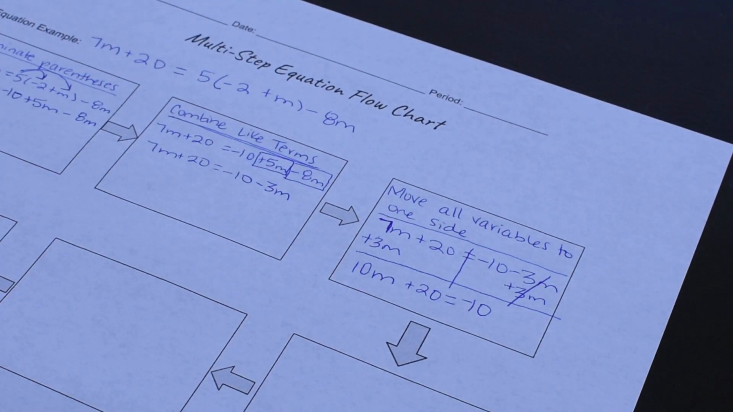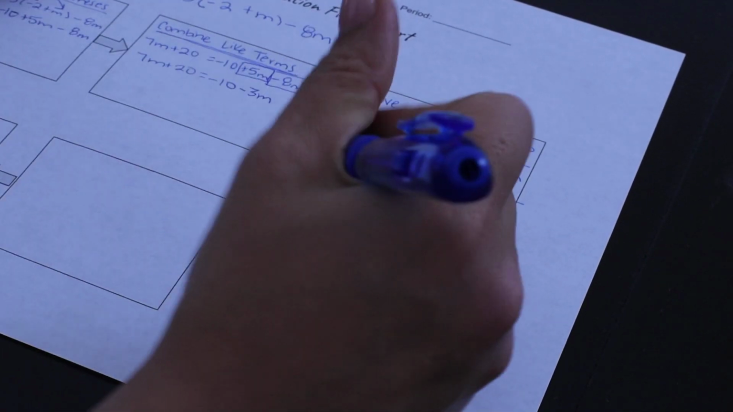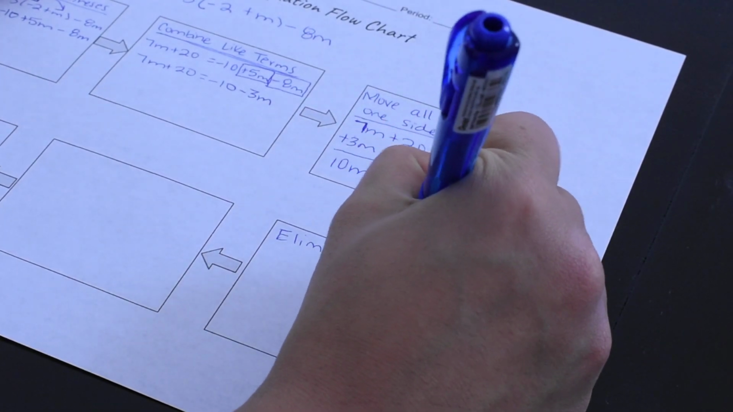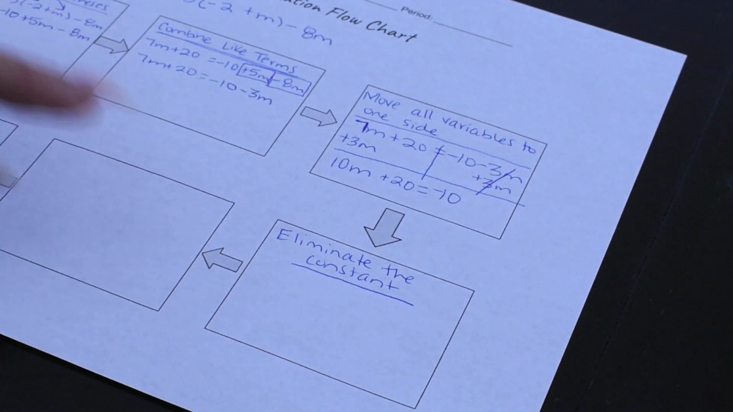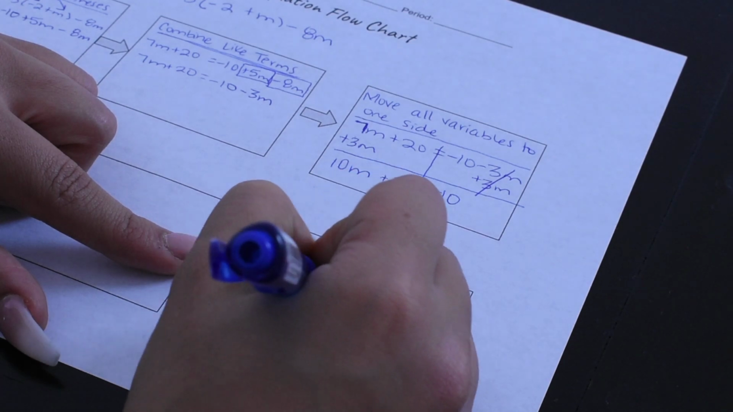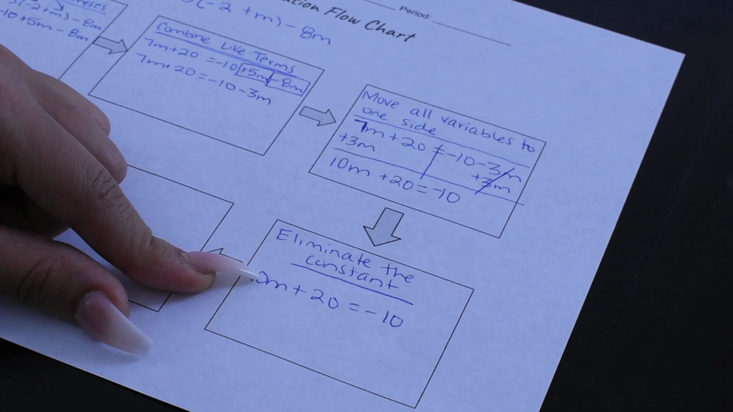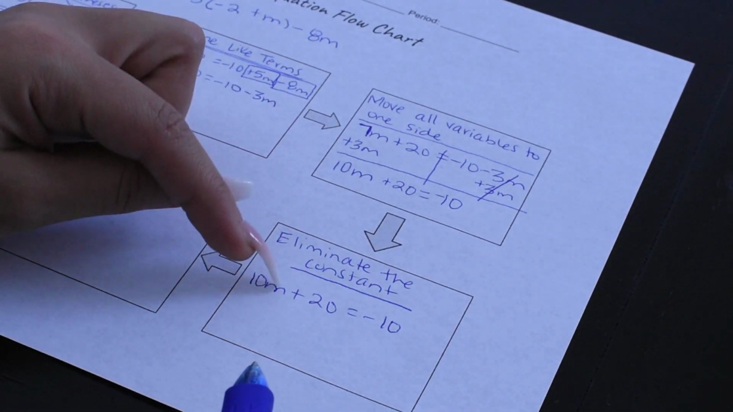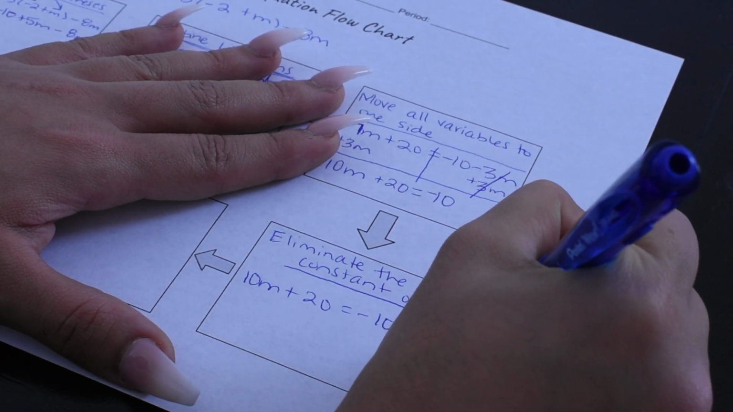It looks like a two-step equation. Ooh, we just did it. So my next step is to eliminate the constant, right? Just solve it like a two-step equation you've been doing. So 10m plus 20 equals negative 10. That's my equation I got from here. All right, move the constant. Constant is a number that stands alone. Eliminate the constant on the side of the variable.